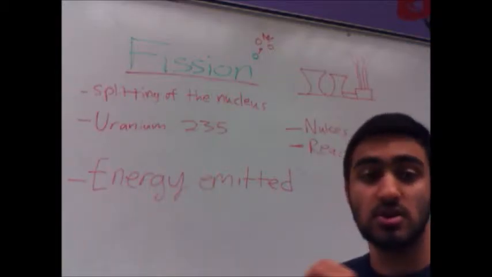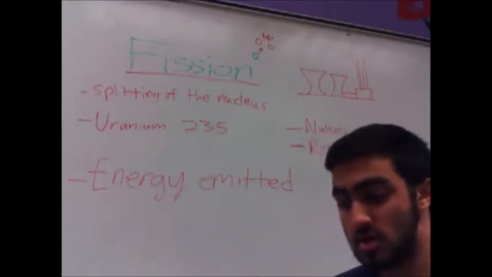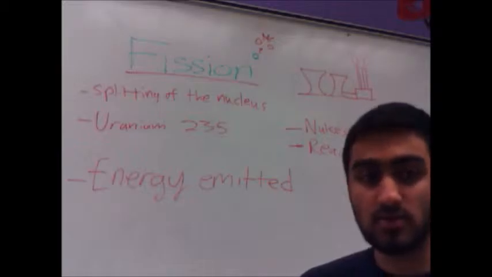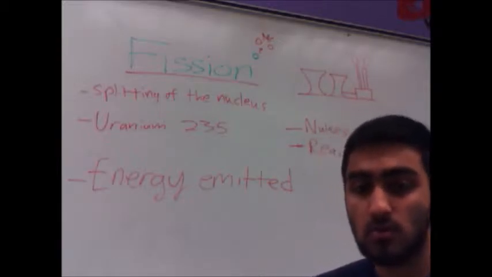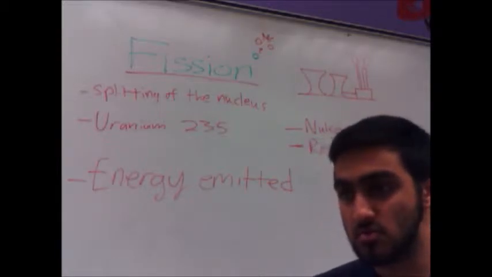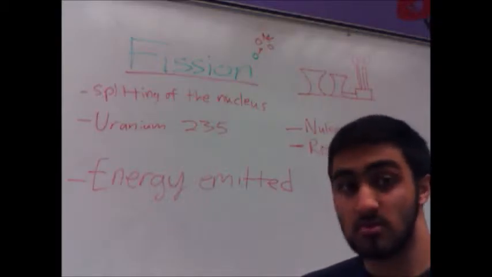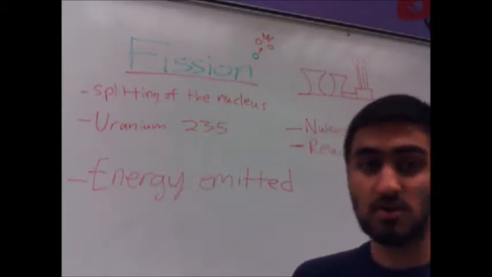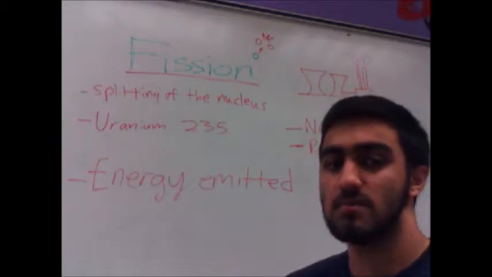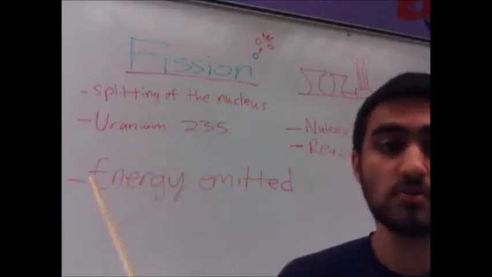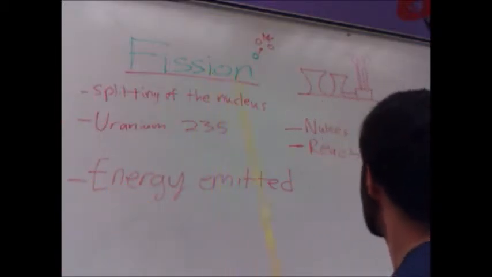Now the thing with the energy emitted is that, for example in an atom bomb, when the atom bomb explodes, it emits not only an immense amount of heat, but it emits gamma rays, and beta rays, and X rays, all kinds of rays, and that can do a lot of damage to you. Hopefully you're not in the middle of it. And that's basically why fission is used in nuclear warheads and nuclear reactors like this one up here.